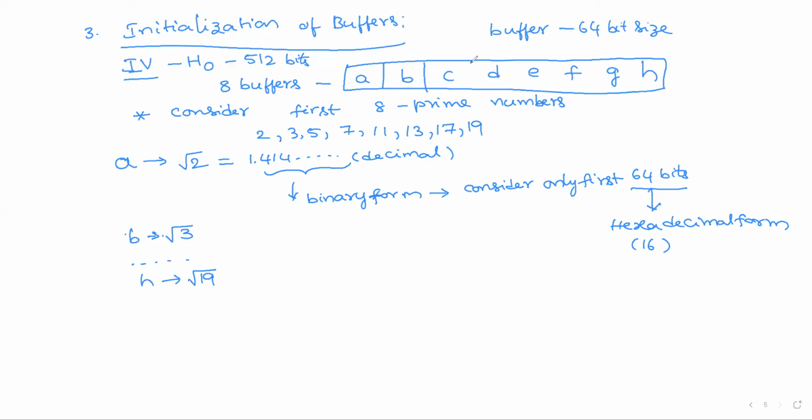8 buffers. Each buffer is of 64 bits. So totally this is 512 bits. Initial vector is of 512 bits.